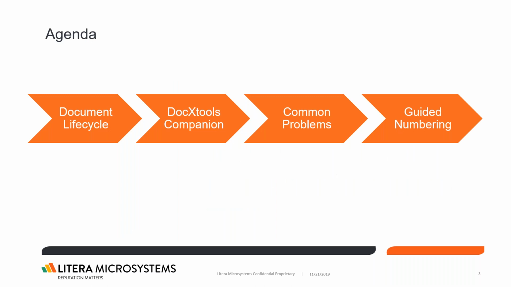I'd like to take a moment to set out our agenda for the webinar. Today we'll briefly discuss the document lifecycle, how DocXtools Companion fits into that lifecycle, some common problems you might face, and how DocXtools Companion can help with some of these issues. And lastly, we'll show our new guided experience for our numbers feature within DocXtools Companion. We won't go into too much detail for those of you who are familiar with DocXtools Companion. And if this is your first introduction with DocXtools Companion and you want more information, you can visit our support site or reach out to us, and I'll post the support site at the end of this presentation.